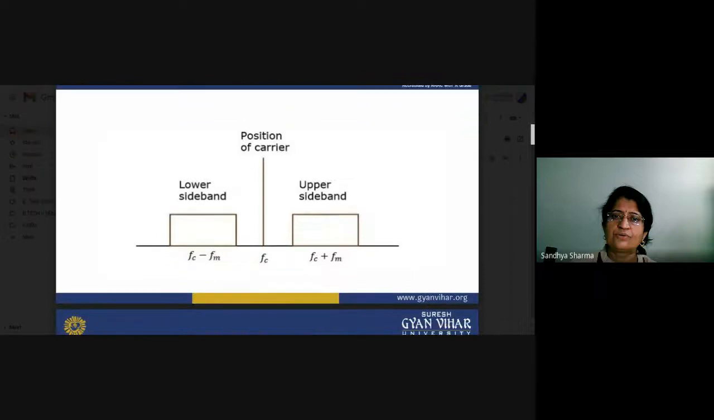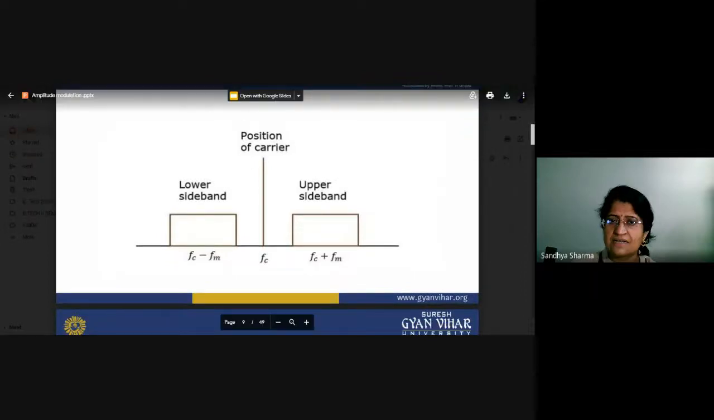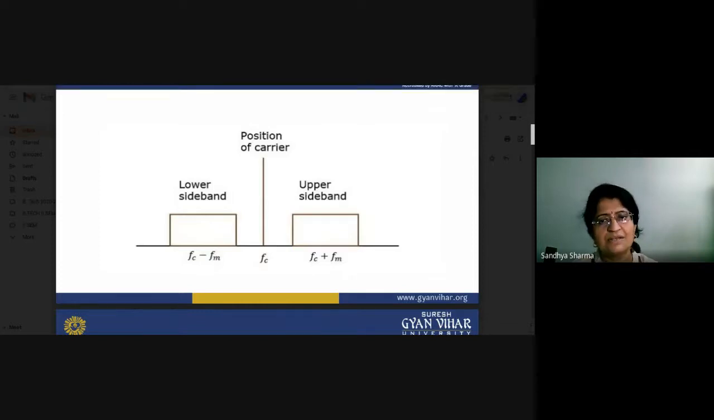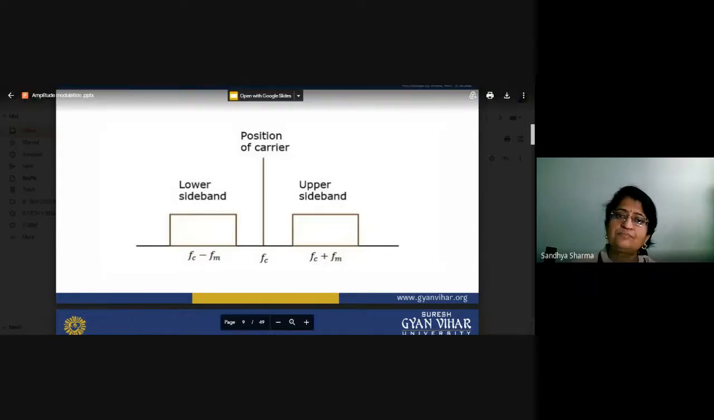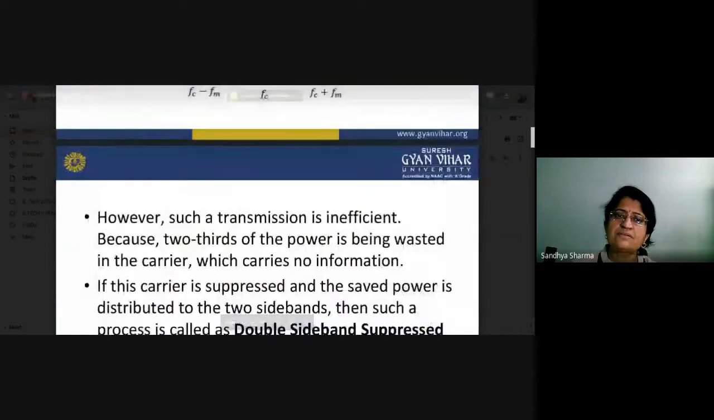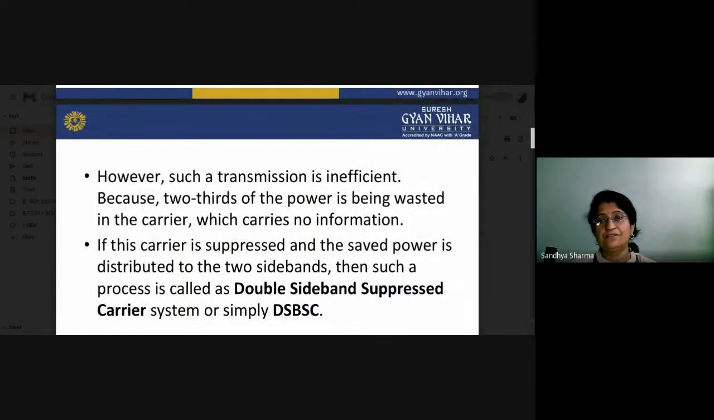So you can see here the position of the carrier, and this is the upper sideband and this is the lower sideband. If all three are transmitted simultaneously, this type of modulation is the double sideband with carrier. Now what will happen? Such a transmission is inefficient. Why is it inefficient? Because 2/3 of the power is wasted in the carrier.